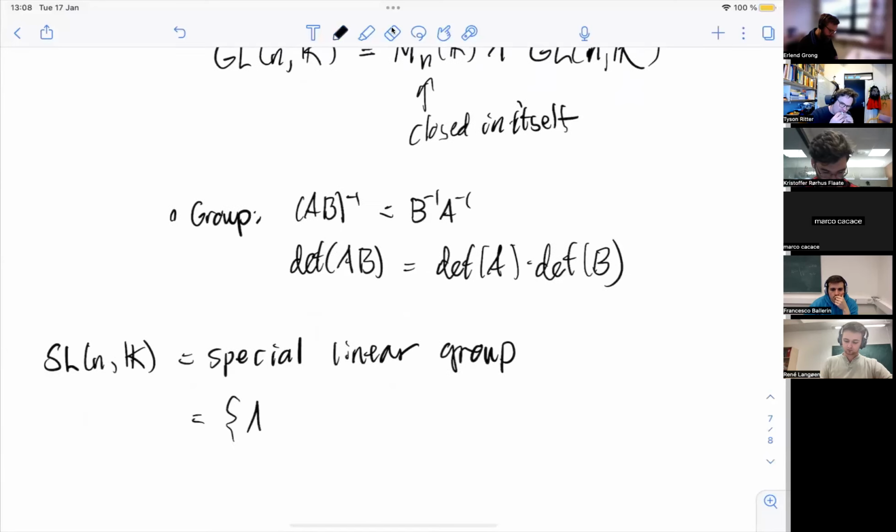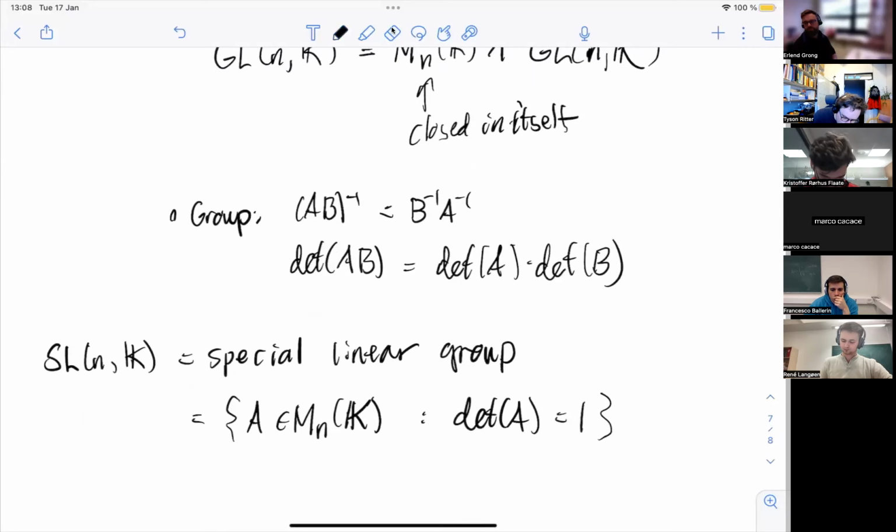So these are all matrices with determinant 1. If you think of the determinant of a matrix as roughly how it deforms a volume in your space, then these are the ones that preserve that volume. They keep that volume at 1.